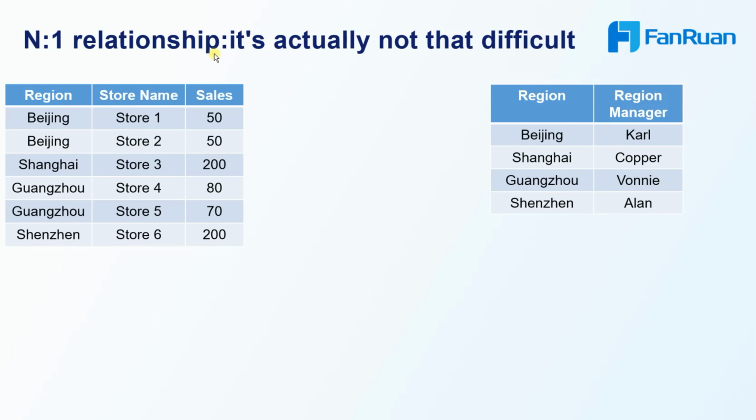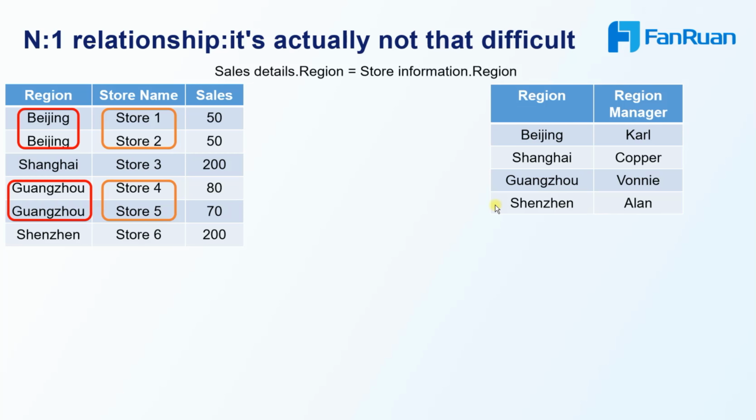In a one-to-many relationship, we can see that we added a branch field, so Beijing and Guangzhou now each have two branches. Because of the branch field, the original data for Beijing, which was one row, is now split into two rows, with each corresponding to a different branch's sales data. The same applies to Guangzhou. The right table doesn't change because it simply holds the region manager's information for each region.